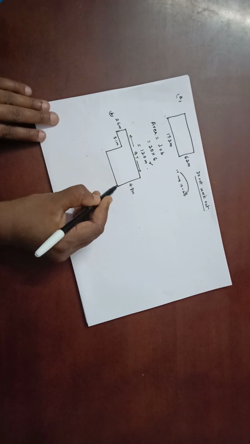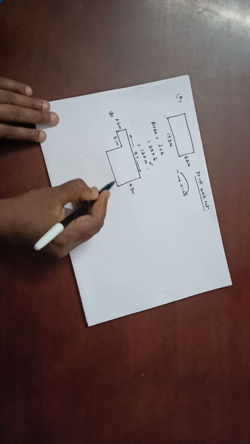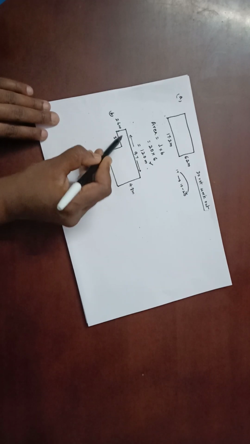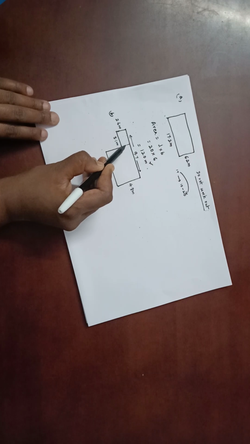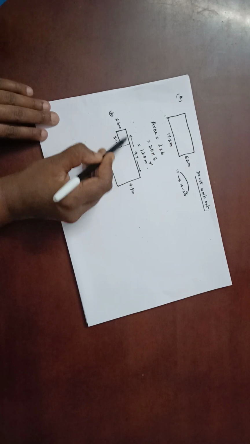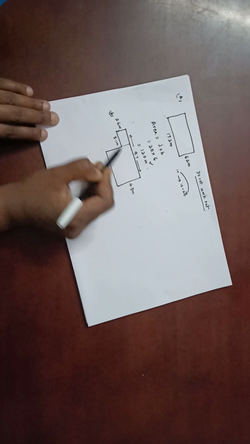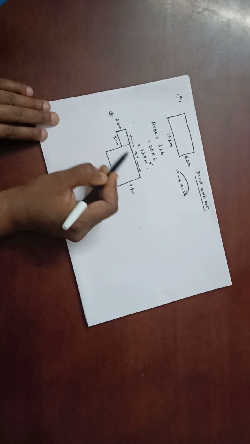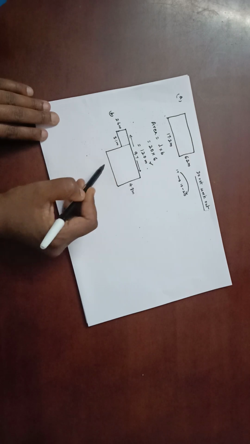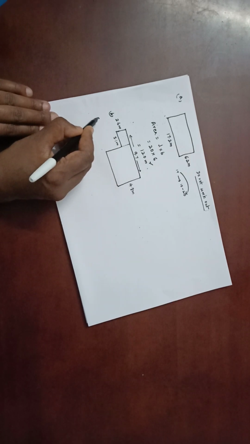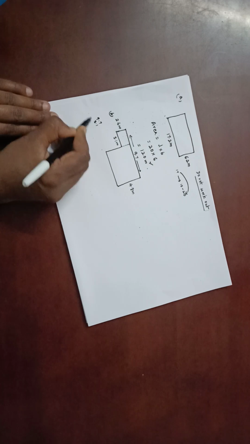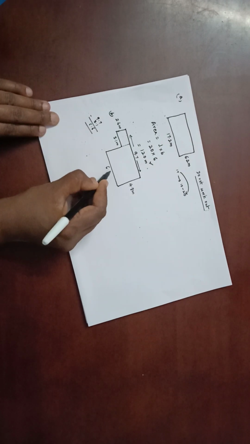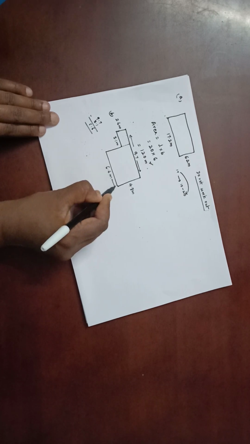So this one you don't know, but you will get it automatically. From here to here, if you write the dotted line, that is 3.1. The whole thing is 9.7. If you subtract 3.1 from 9.7, you will get this one. So 9.7 minus 3.1 is 6.6 meters.